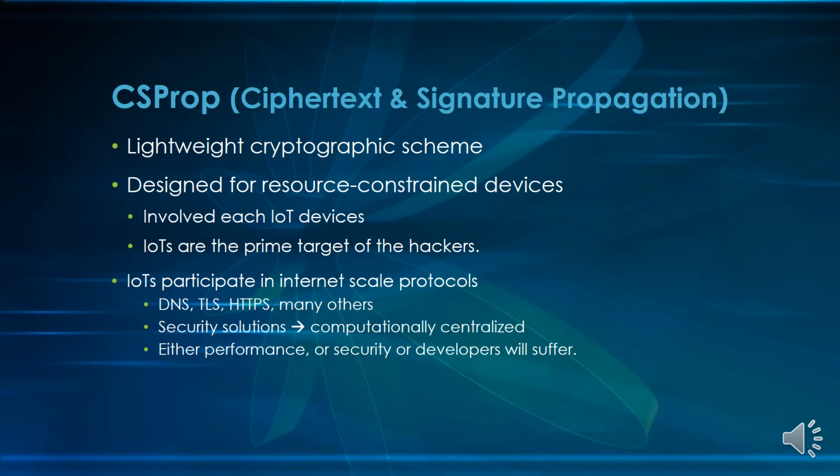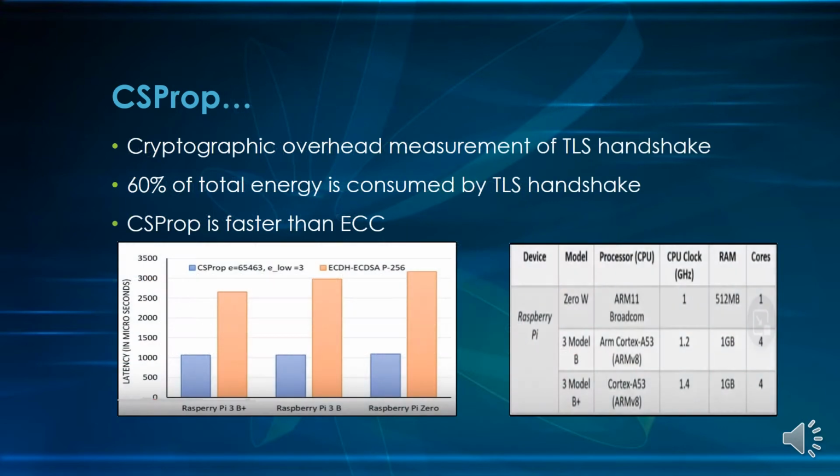In such cases, one of the following will occur: either performance will suffer, or security will suffer, or the developers will suffer. Several studies have been conducted presenting the computational and energy cost of conventional cryptography protocols on embedded IoT processors. And here CSPROP is illustrated.